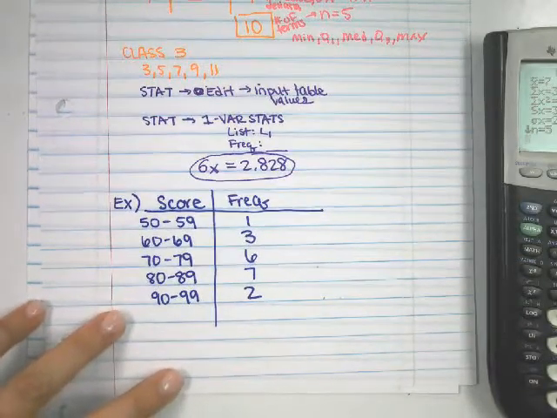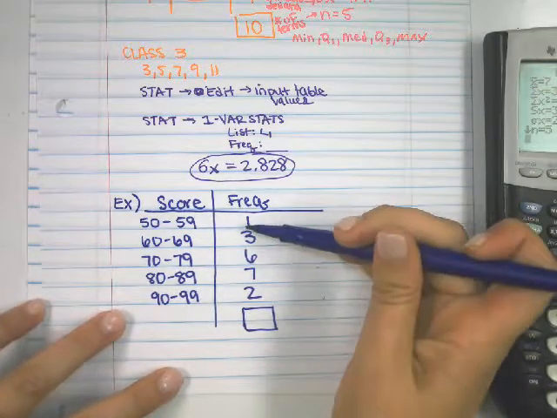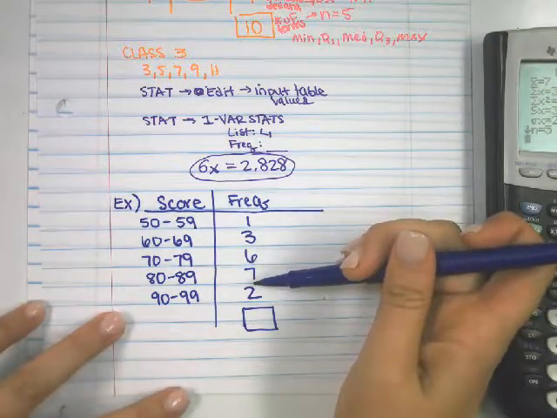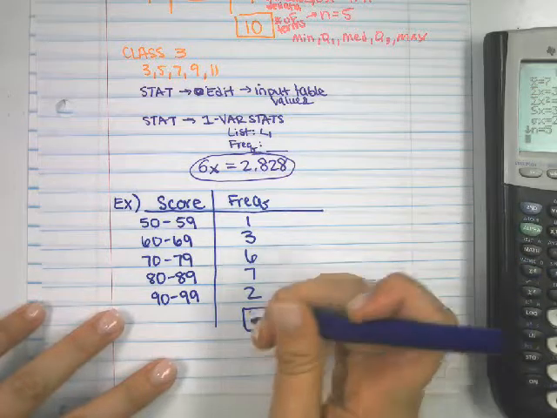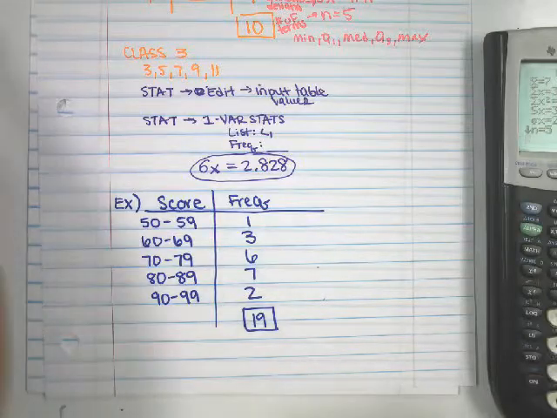So how many people total took this test? That might be a question you want to know. So we could add these up. So 4, 10, 17, 19 students took the test total. Okay, we don't really need to know that, but it's a good number to be able to find.